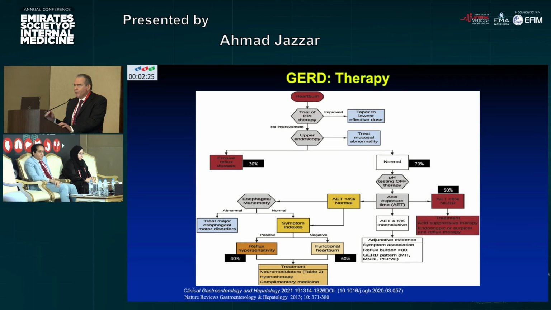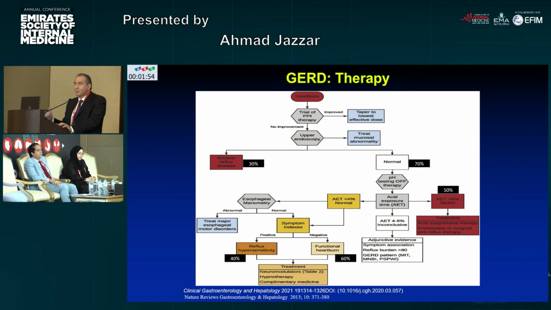We treat mucosal abnormalities, and with upper endoscopy, if you have erosive reflux disease, you have your answer. You continue with your PPI. If the endoscopy is normal, you do your pH testing off therapy, off PPI, and you assess the acid exposure time. If the acid exposure time shows no reflux, then we move on to the patient having reflux hypersensitivity or functional heartburn.